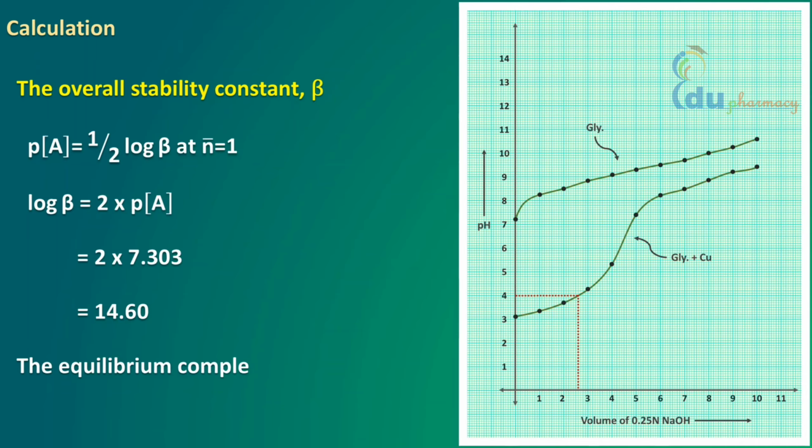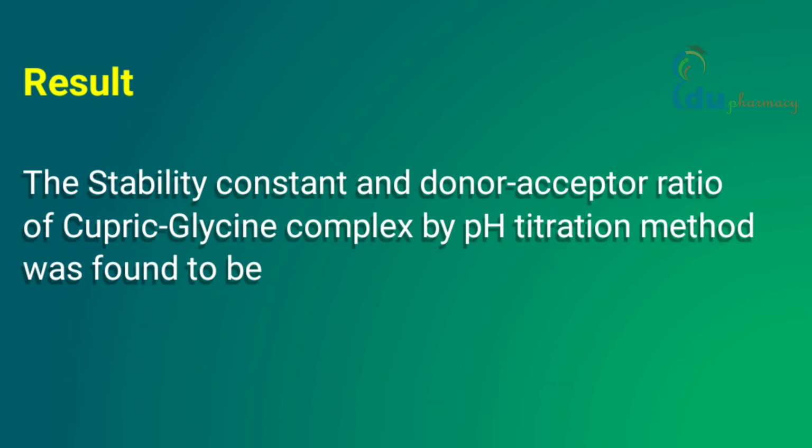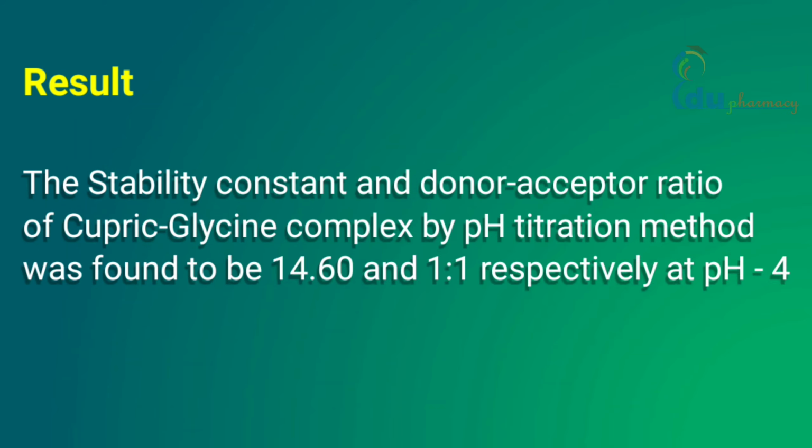So, to summarize, using the pH titration method, we were able to determine two important parameters of a metal ligand system. One is the donor-acceptor ratio, which tells us how many ligand molecules are bound per metal ion. And second, the overall stability constant, which indicates how stable the complex is. This method is simple, reliable, and very useful in coordination chemistry, pharmaceutical analysis, and research involving metal complexes.